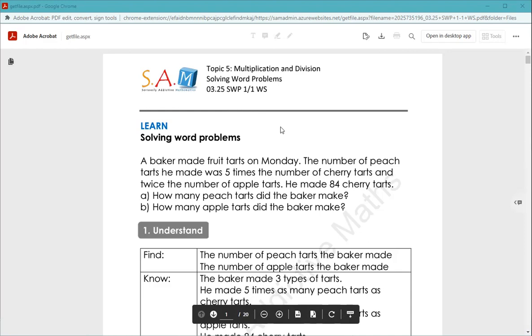And the idea is they've already learned multiplication, they've already learned division, with and without regrouping, with remainder. So it is about application to word problems, okay?